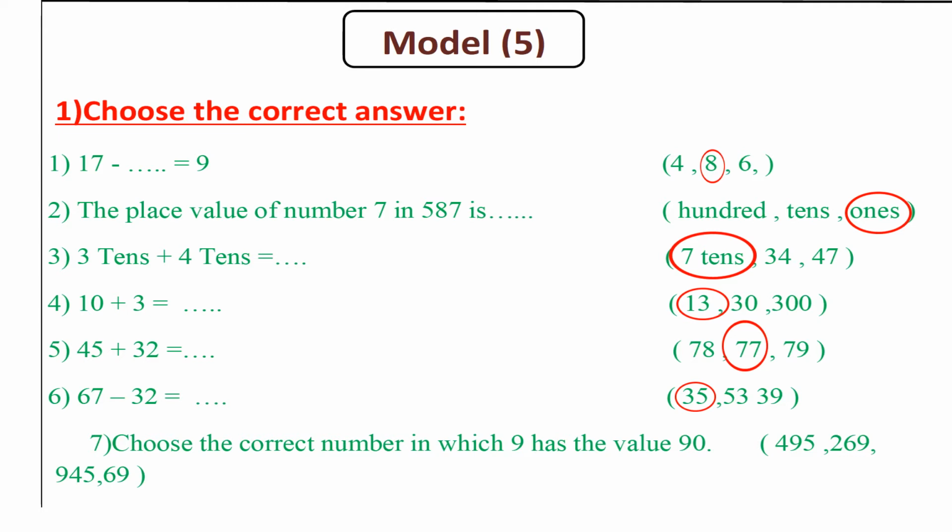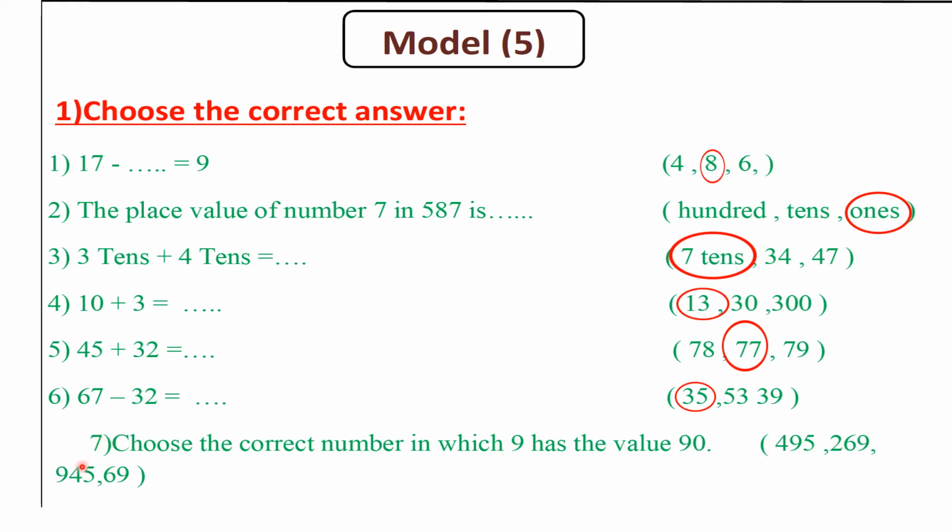Number 7. Choose the correct number in which 9 has the value 90. Which one of these numbers has the value 90? 90 means 9 is in which place? 9 in the tens place. The first number we have is 495. 9 is in the tens place, so its value is 90. Yes. And I will check the other choices. 269. 9 is in which place? In ones. Ones have no 0, so its value is 9. So it's not a correct answer.